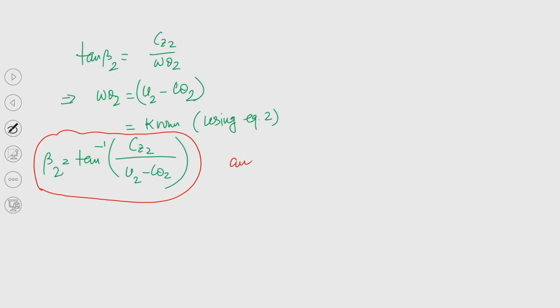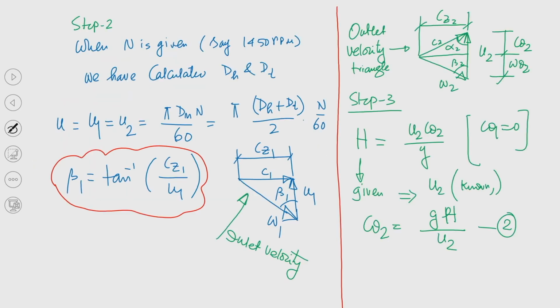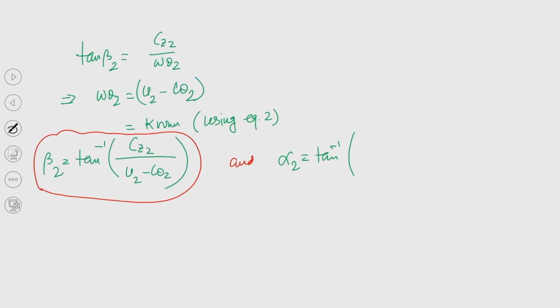Alpha 2 will be equal to tan inverse. What is tan alpha 2? Cz2 by C theta 2. So, again we can calculate this. If we just mark this, we have calculated it, right. So, that is what we can see.